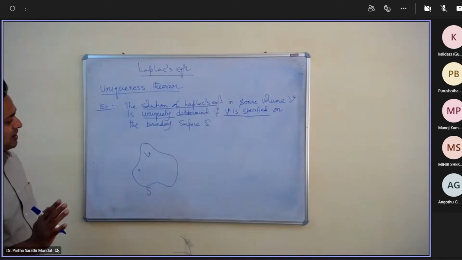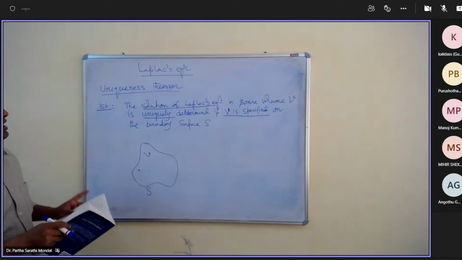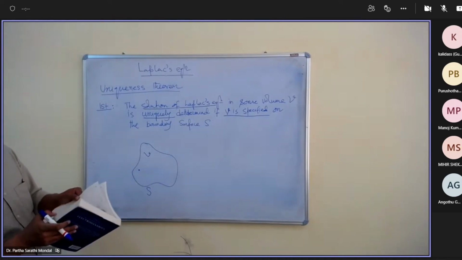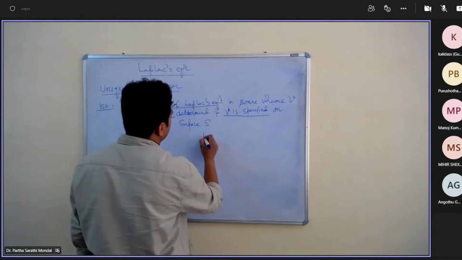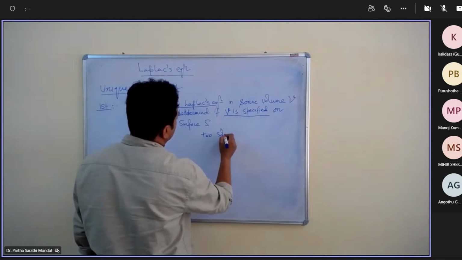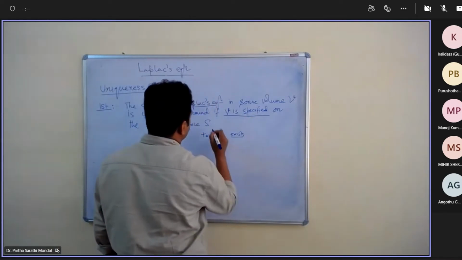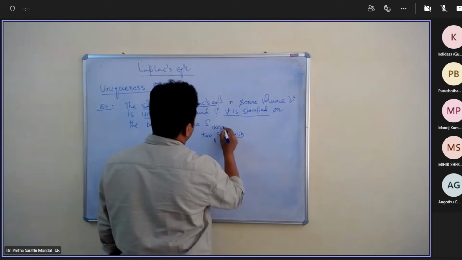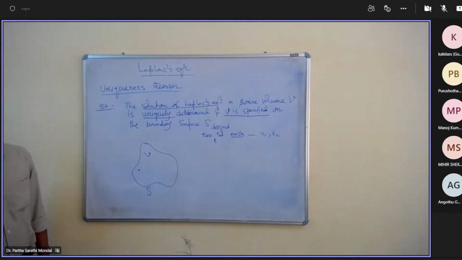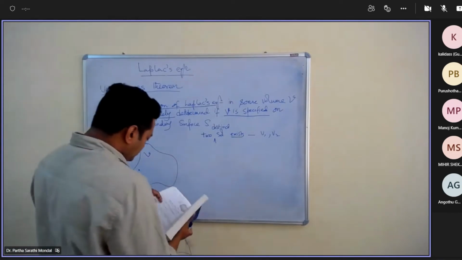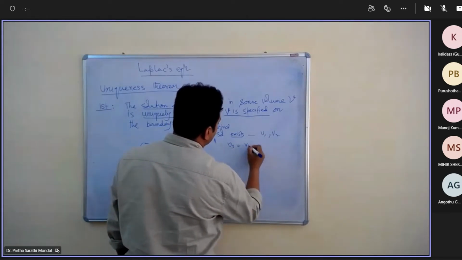Okay, so this is what you can prove very simply. Let's say two solutions exist. Two distinct solutions, not the same, they must be distinct. Let's say they are V1 and V2. If they are distinct, then there must be a third solution, which is the difference between the two.